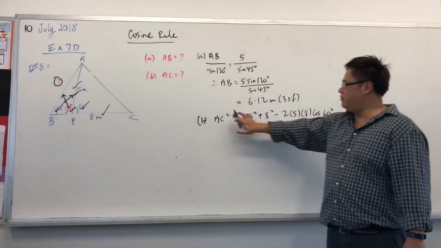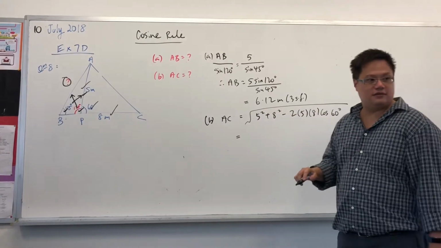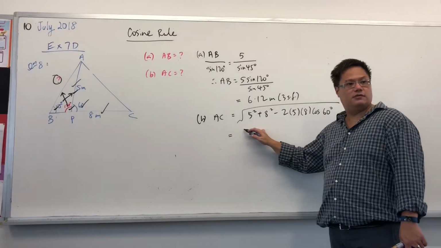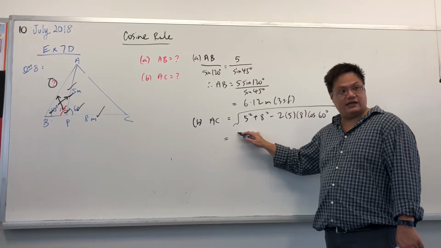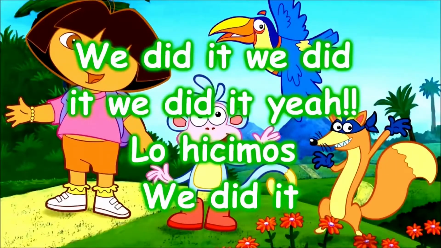degrees. Then remove the square and put the square root inside here. Punch calculator, what's the answer? 7 point what? 7 meter. Exactly. We did it!